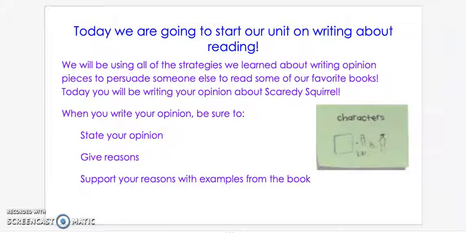And when you write your opinion, I want you to make sure that you do three things. I want you to state your opinion. State your opinion on how you feel about Scardey Squirrel. How do you think he was acting in the story, or feeling in the story, or thinking in the story? So I want you to state your opinion. I want you to give reasons, lots of reasons why you feel that way. And then I want you to support your reasons with examples from the book.